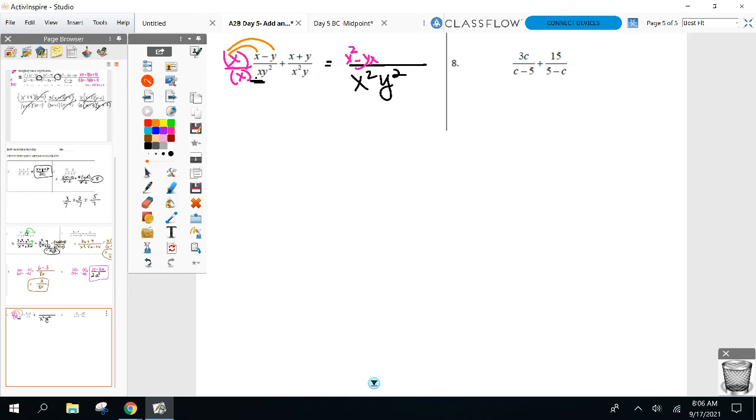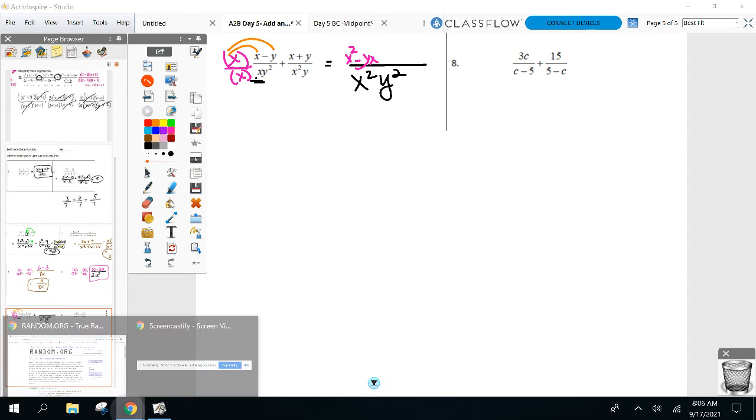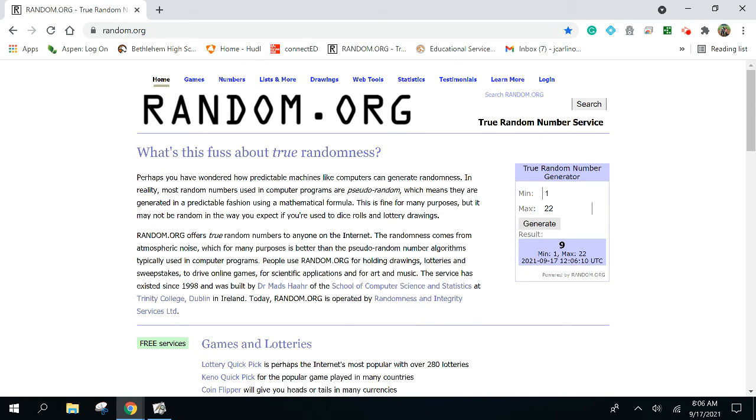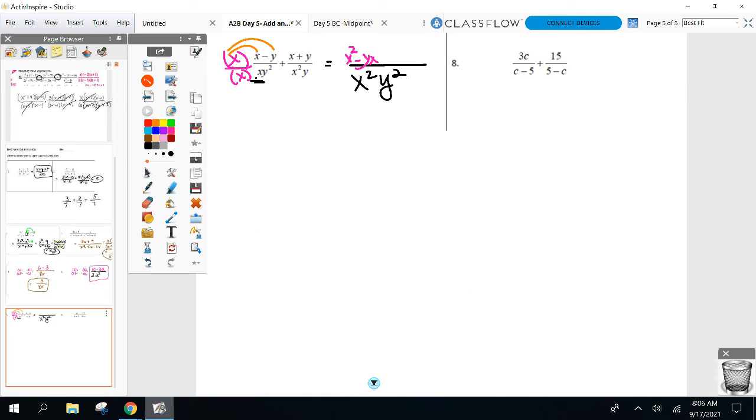Take your time. Next one, next fraction. What do I have to multiply top and bottom by to get the common denominator? Frank? Y. Good job. So multiply top and bottom by Y. Again, distribute the Y, just like I distributed the X in the last one. What do you get when you distribute the Y?